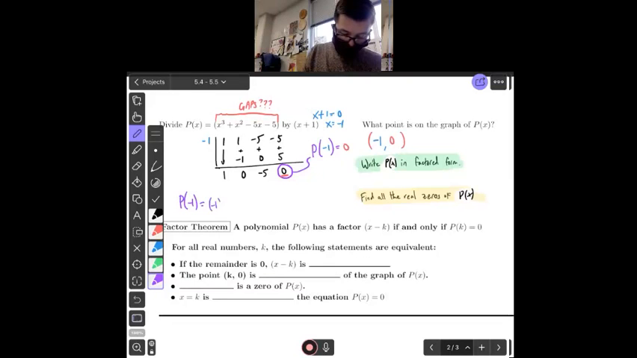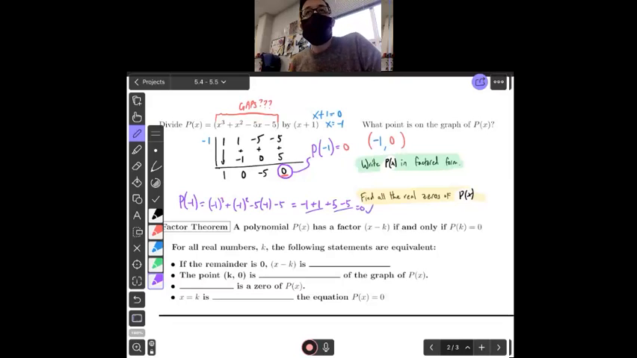So -1 cubed plus -1 squared minus 5 times -1 minus 5. -1 cubed is -1, and -1 squared is +1. -5 times -1 is +5, and minus 5. Of course, those give you 0, and those give you 0. So it does equal 0. They're just saying that it does actually work.